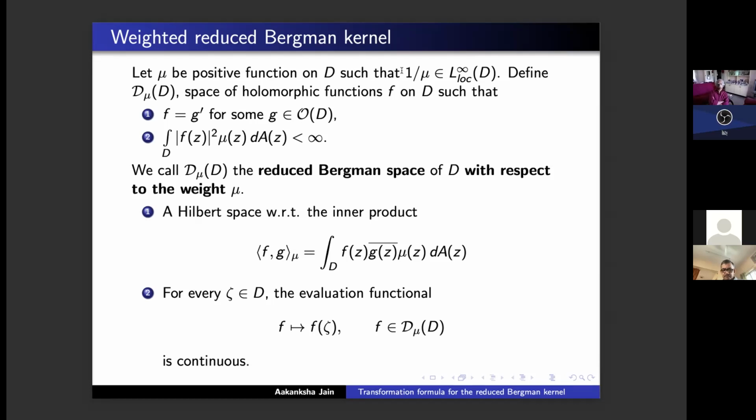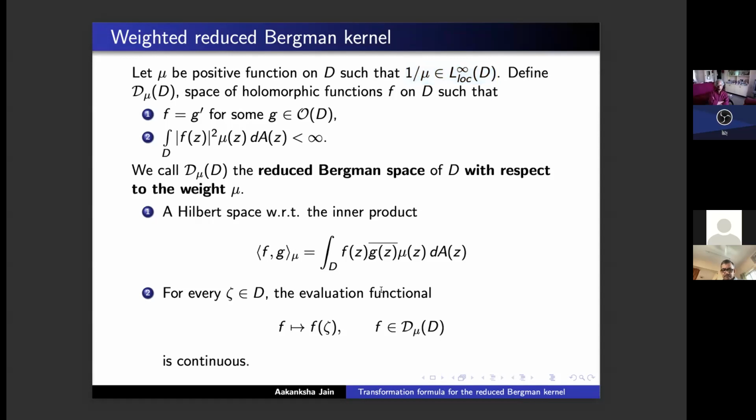So we have put here some extra conditions on the weight, and this will ensure that this weighted reduced Bergman space is a Hilbert space with respect to the given inner product, and this evaluation functional is continuous. But there is in fact an even larger class of weights for which these two properties will hold. The reason I have put this condition here is because in our theorem for the transformation formula for the weighted reduced Bergman kernels, we require this condition. So this is a sufficient condition for the transformation formula to hold. So that's why I've put this condition here in the definition.